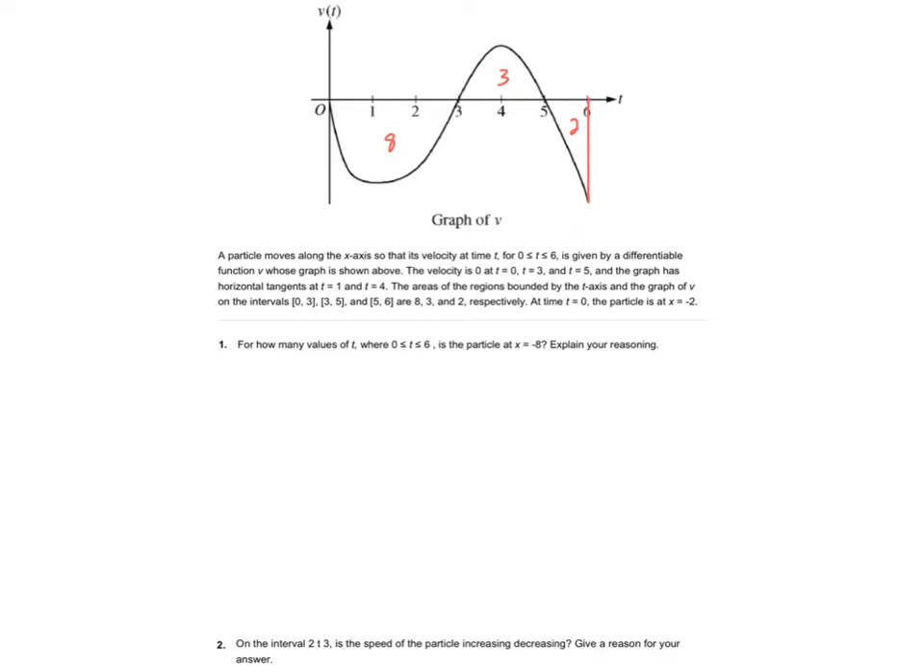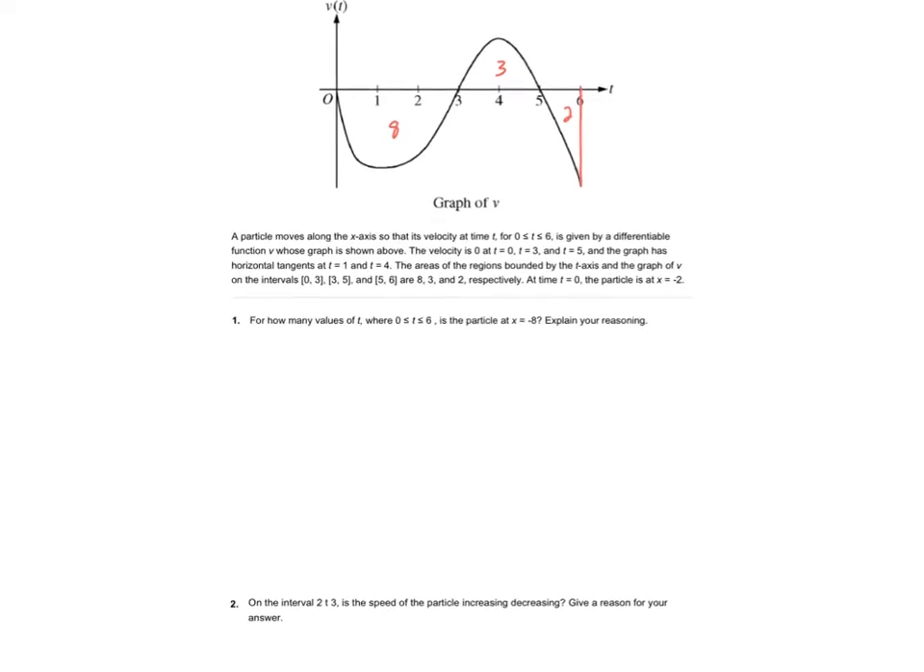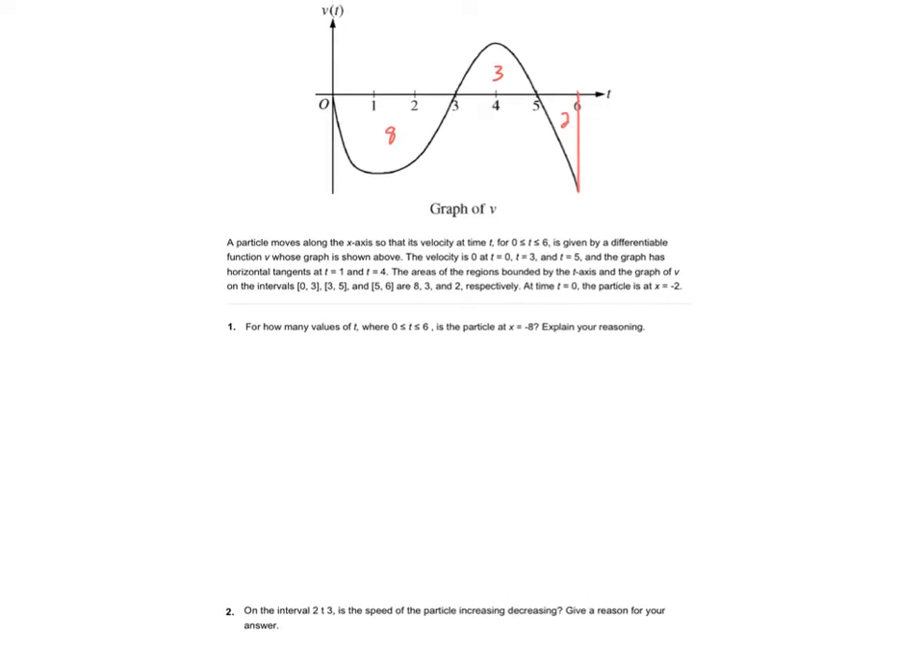Okay, and then at the end they say at time t equals 0, the particle is at x equals negative 2. So that's just like an initial position. The initial position of the particle is at negative 2. All right, the first one says, for how many values of t, where t is between 0 and 6, is the particle at x equals negative 8?